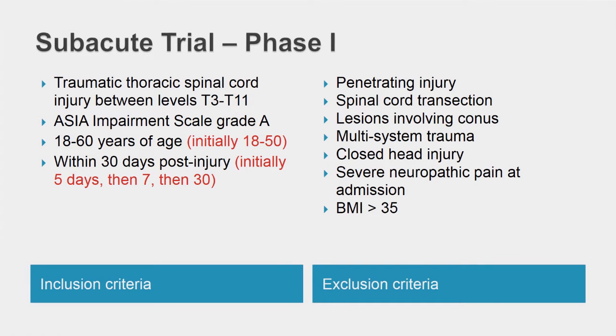Now, these are just some of the exclusion criteria. There were several more. Individuals with penetrating injuries were not allowed, or complete spinal cord transection. If the lesion was too low in the spinal cord and involved the conus, that was an exclusion. If somebody had significant multi-system trauma or a closed head injury, that was also exclusionary criteria. Or if there was very significant severe neuropathic pain at the admission of the trial.